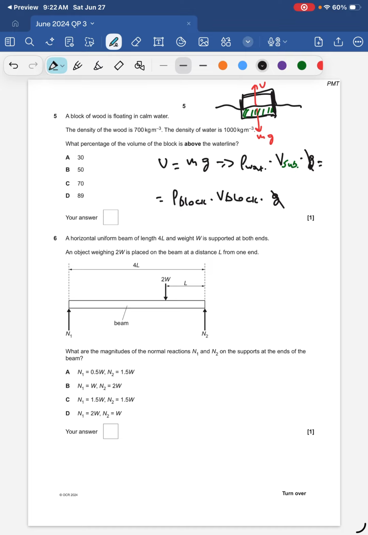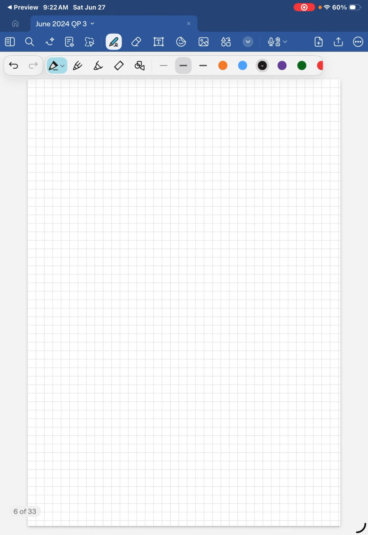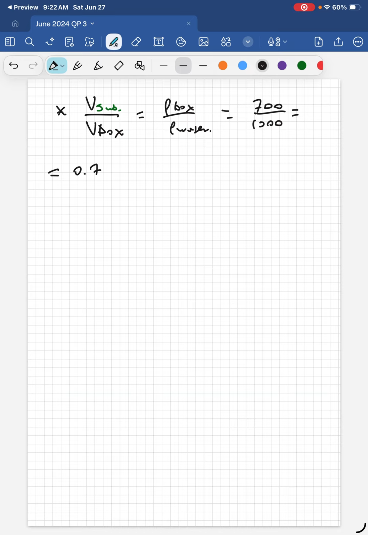I'm going to use a clean page. So we immediately see that the submerged volume over the total volume of the box is equal to the density of the box over the density of water. So this is 700 over 1000, so 70%, 0.7, is below water. We're not done yet. I hope this makes sense.